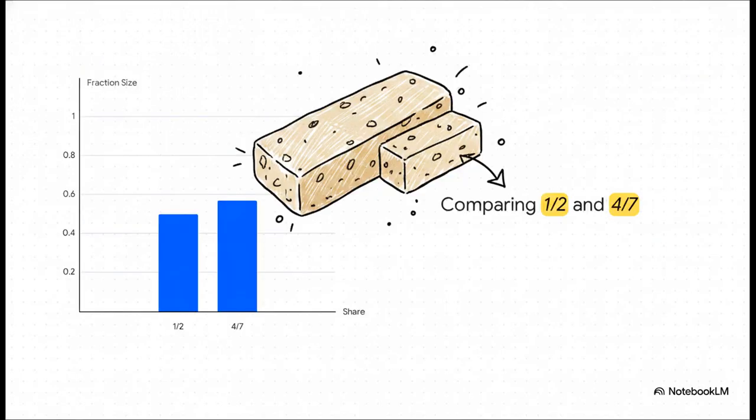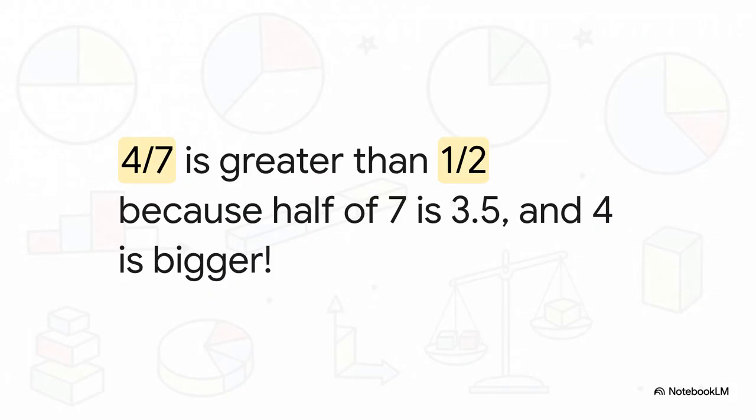Let's look at another one. This time, you have to decide between taking half of a piece or taking 4/7 of a piece. Visually, it looks really close, but the 4/7 share just barely edges out the half share. Let's apply that exact same patient, logical thinking here. The bottom number is 7. What's exactly half of 7?